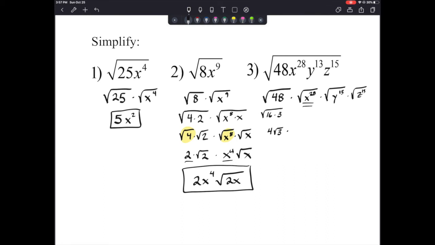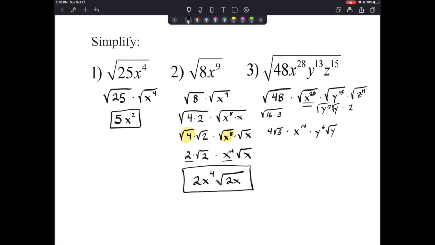X to the 28th is a perfect square. That would be x to the 14th. Y to the 13th is not, so we'd have to break that into y to the 12th times y, and then take the square root of each of them. Square root of y to the 12th is y to the 6th, and then we'd have just a square root of y left over. And then z to the 15th, same kind of thing.